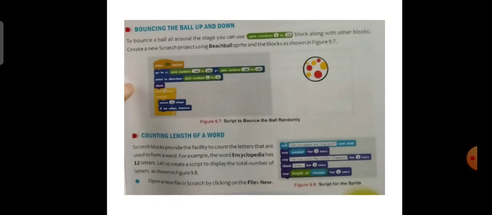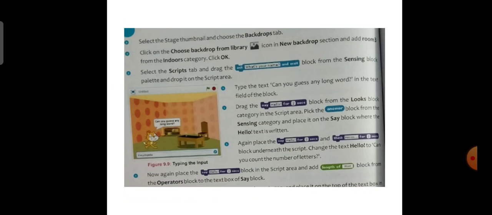Counting length of a word. Scratch blocks provide the facility to count the letters that are used to form a word. For example, the word encyclopedia has 12 letters. Let us create a script to display the total number of letters as shown in the figure. Open a new file in Scratch by clicking on File, New. Select the stage thumbnail and choose the backdrop tab. Click on the choose backdrop from library icon in the new backdrop section and add room 3 from the indoors category.